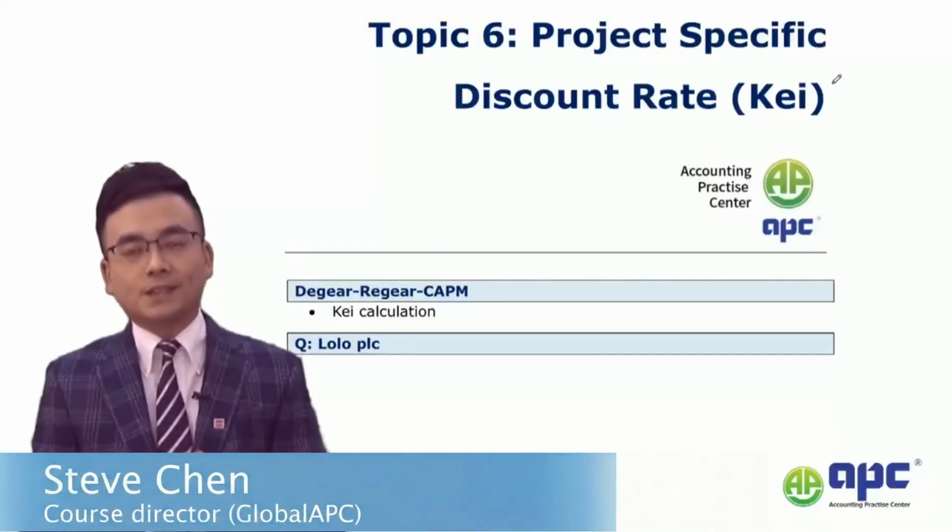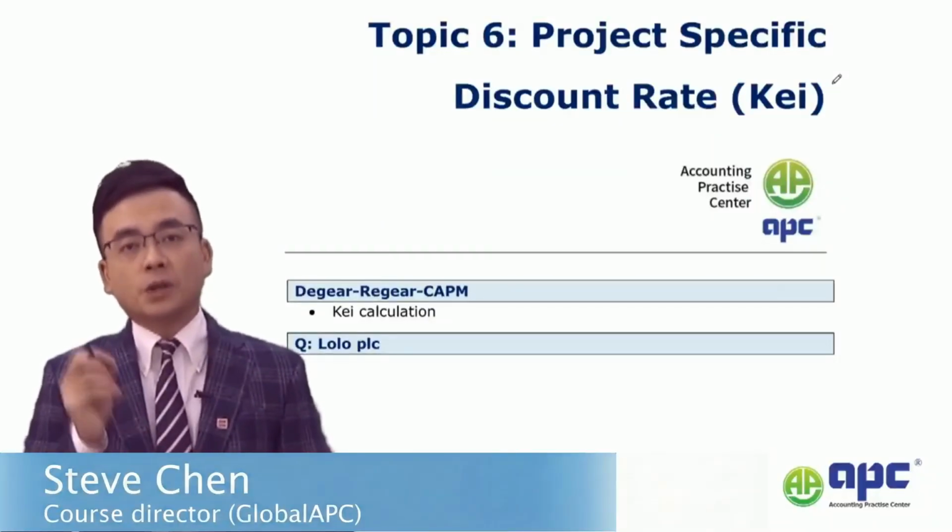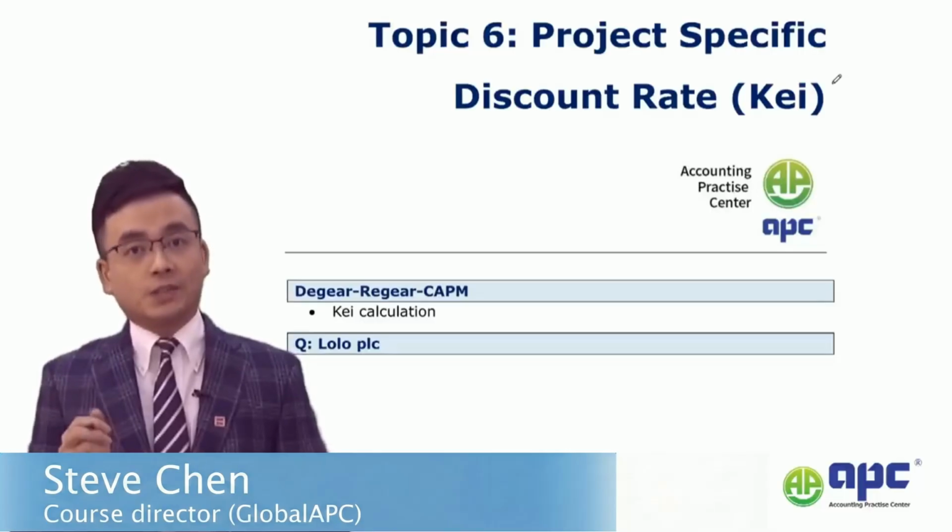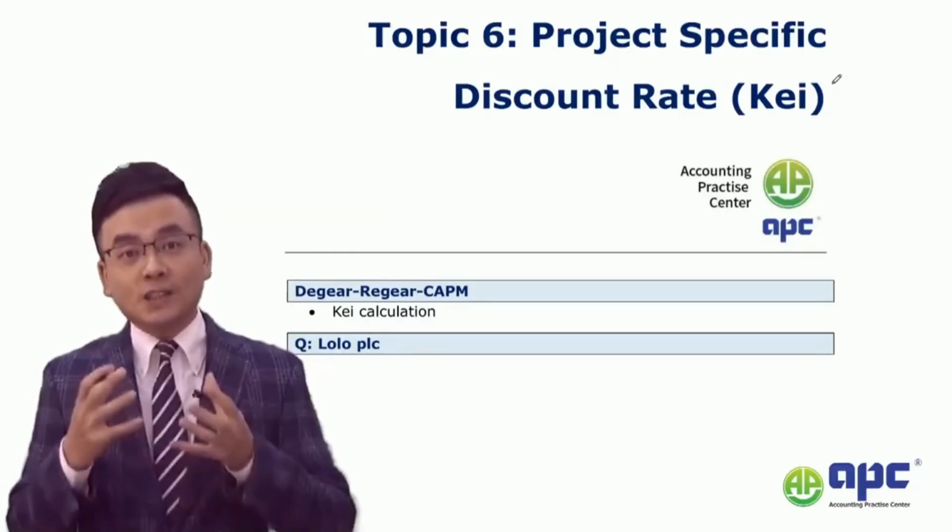Welcome to topic 6 of the AFM study. We're going to be looking at the cost of equity ungeared, but using another way.